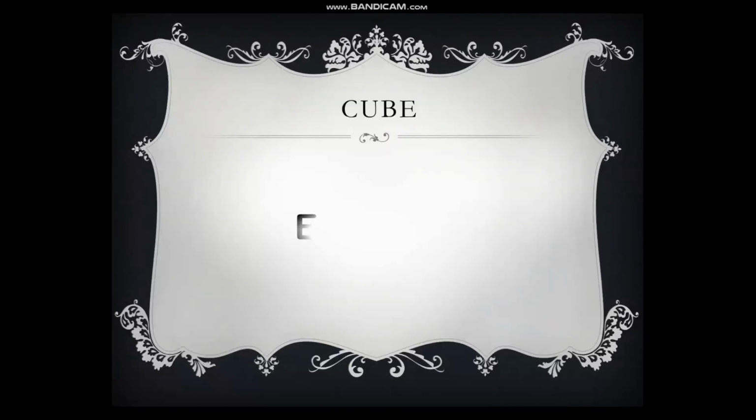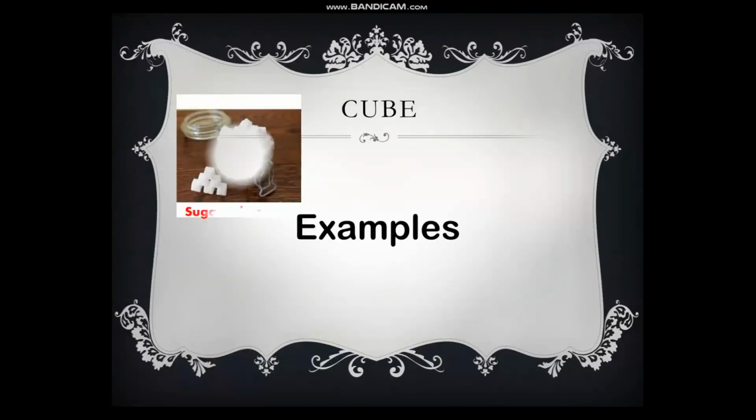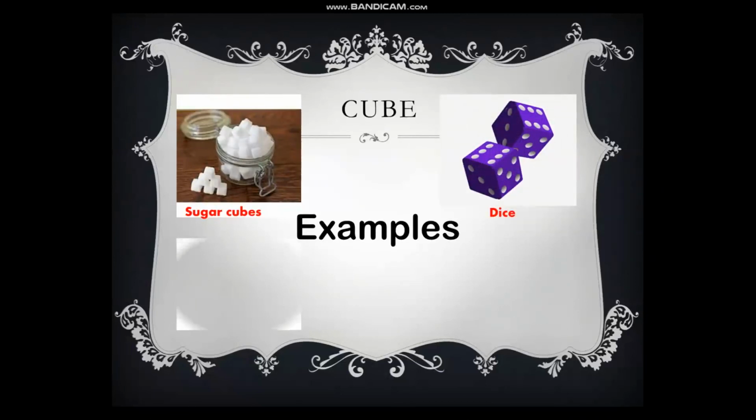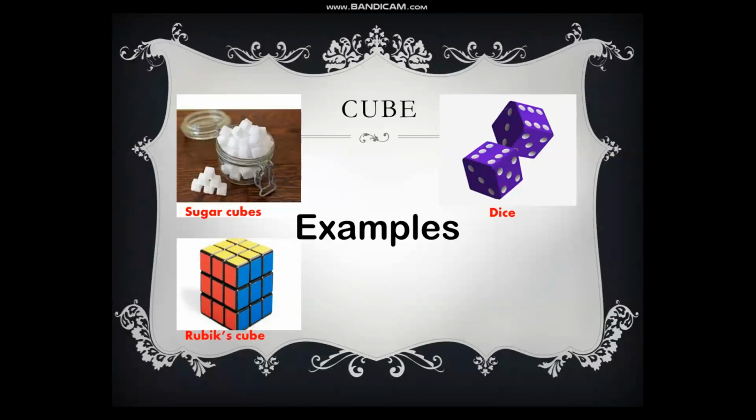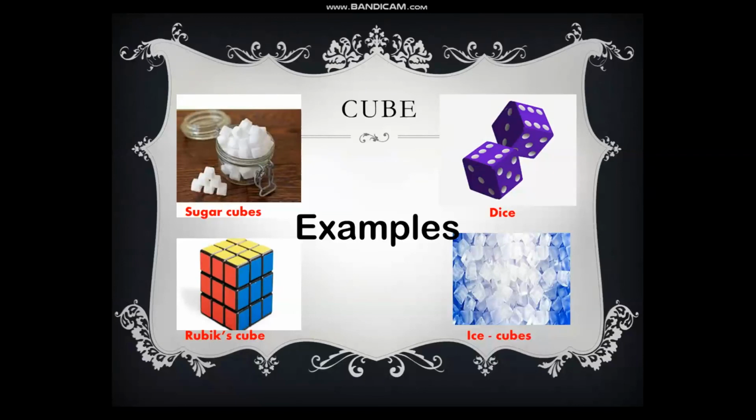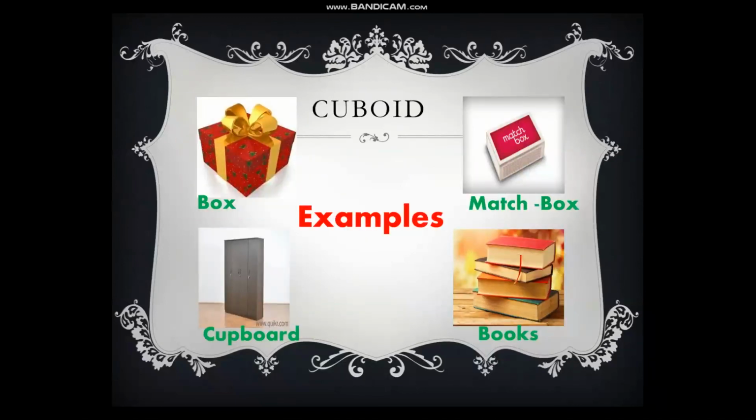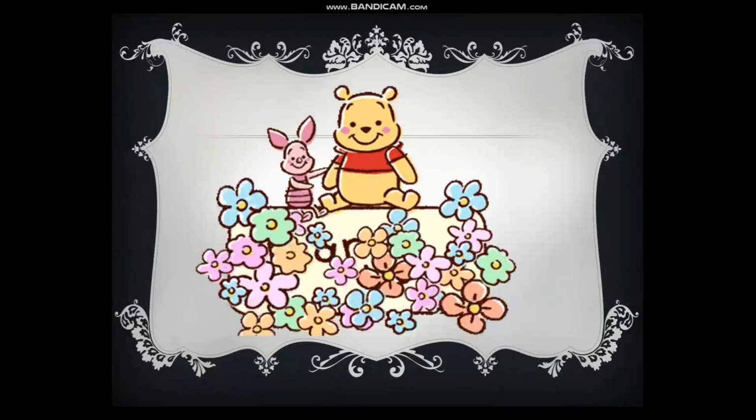So let us see some examples also that resemble a cube. We have sugar cubes, we have dice, we have Rubik's cube, you play with it, right? And then we have ice cubes also. And if you want to see the examples of cuboid, then a box, a matchbox, cupboard, our books, these are some examples of cuboid. So children, I hope I'm clear with the cube and cuboid, and rest of the shapes we will study about them in the next class.